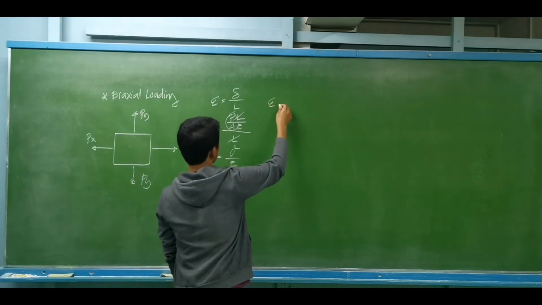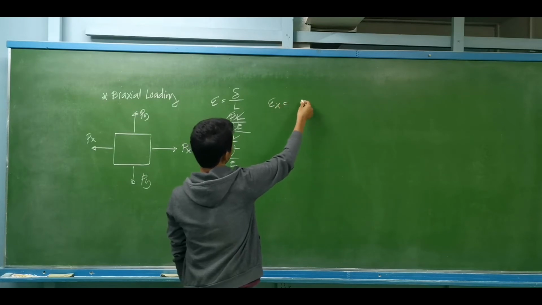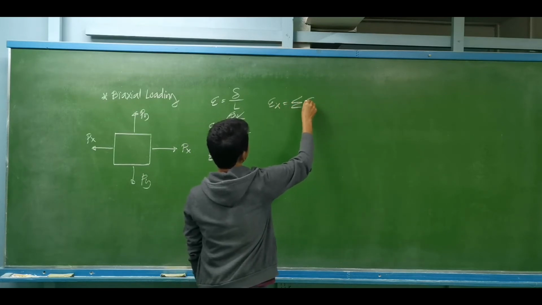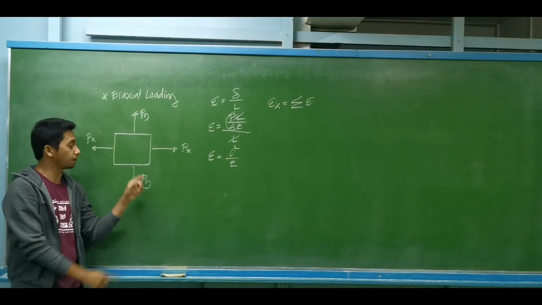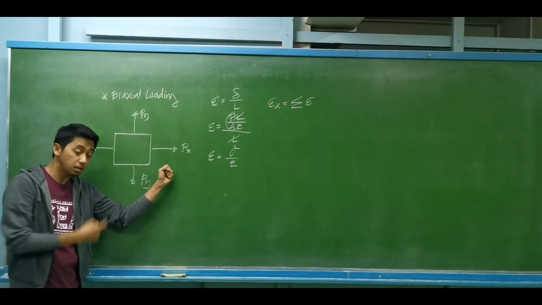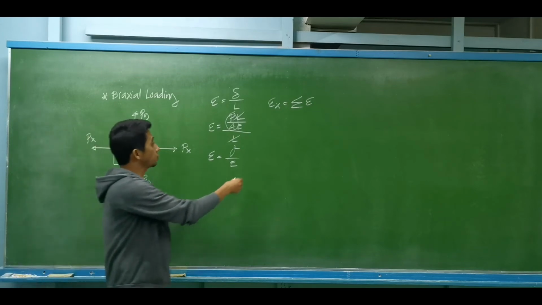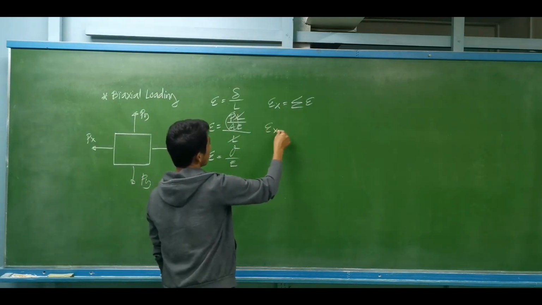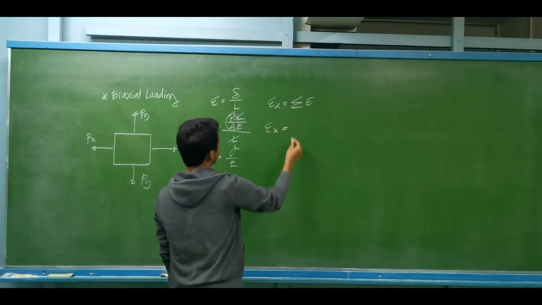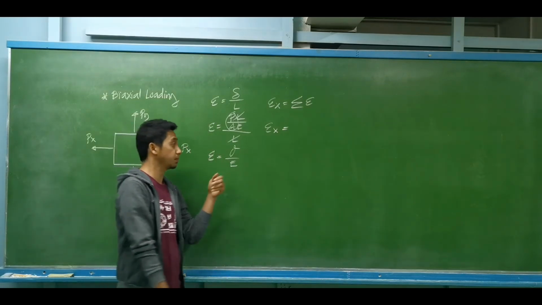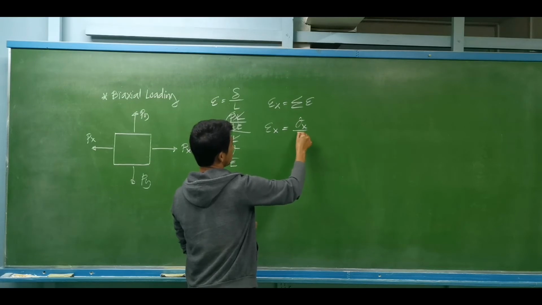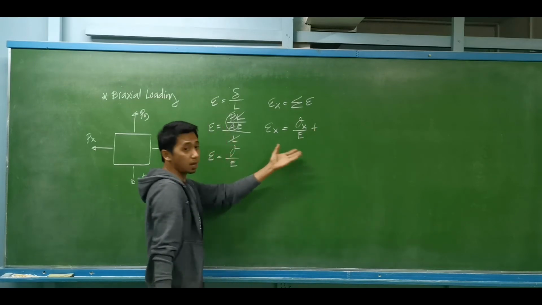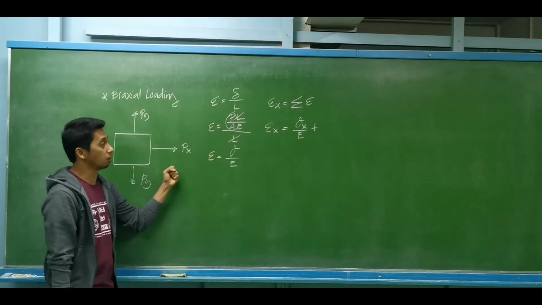That is, the strain along the x-axis is basically the summation of all the strains. So we just need to consider the effect of the strain along y and the strain along x. So the strain along x is equal to, how do we compute the strain? That is, we have the stress along x divided by the modulus of elasticity.